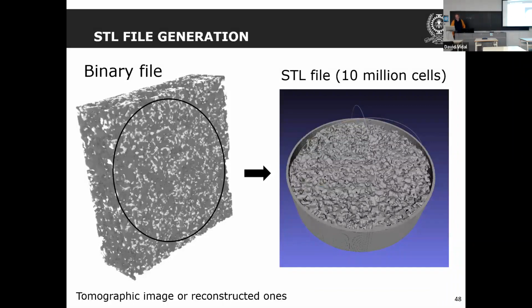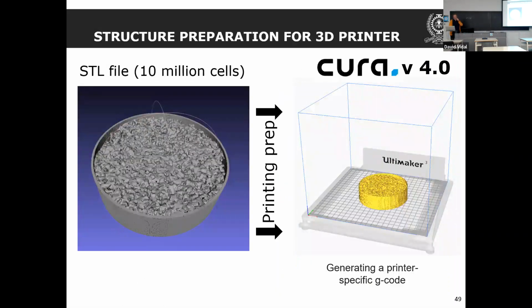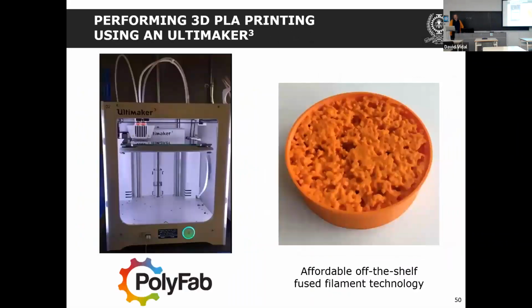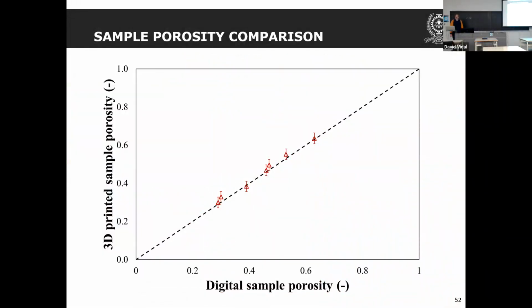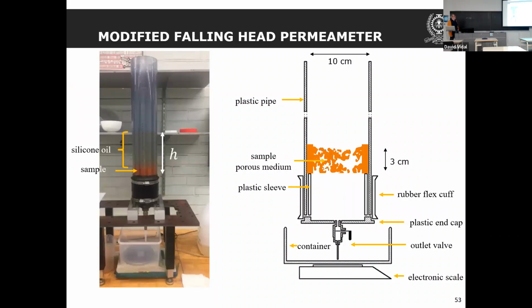So from the CT scan image, you can make STL files. Using Cura, you can print them on this printer here at Polyfab. And then you can make different samples, the ones that are circulating, at different coat weights and different porosities. Then you can check if the porosity of the printed samples is correct with regard to the digitized structure. And we found that there was a good correlation between the fake one and the real one.